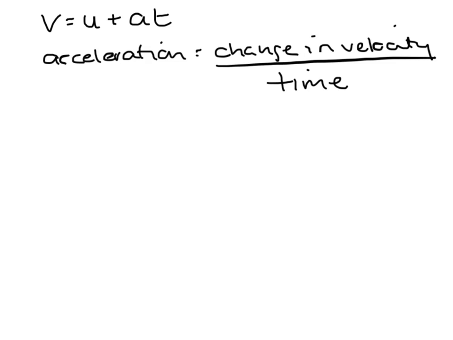Now rather than writing out words each time, it's often more convenient to use symbols, so I'm going to write this equation again using symbols. I'm going to use A for acceleration, V for velocity, but I'm going to use that delta symbol just to show there's a change in velocity, and T for time.